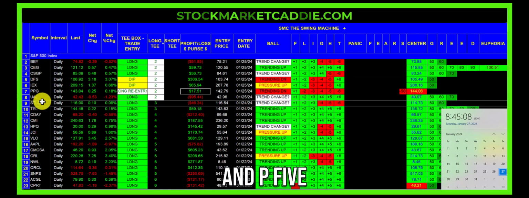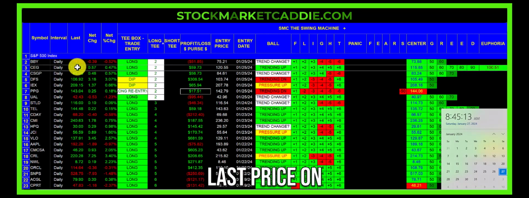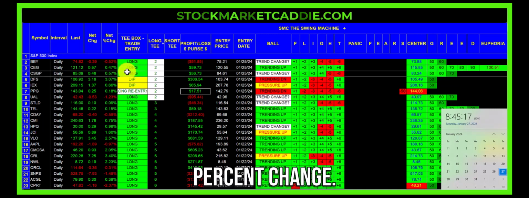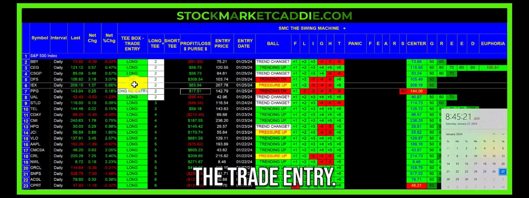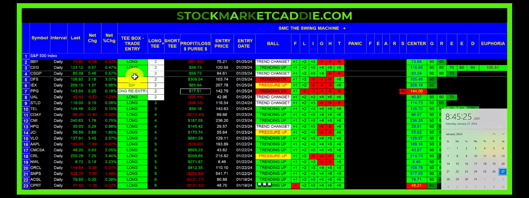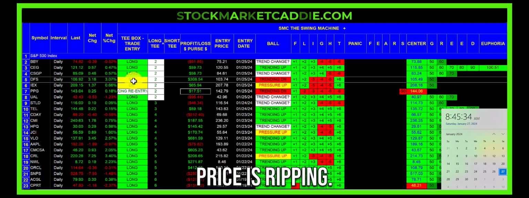We'll put in the S&P 500. This is the daily interval. This is the last price on Friday, the net change, and the net percent change. But this is the key box right here, the T box, the trade entry. This tells us when we want to get long, when we want to get short or out, when the price is just dipping or when the price is ripping.